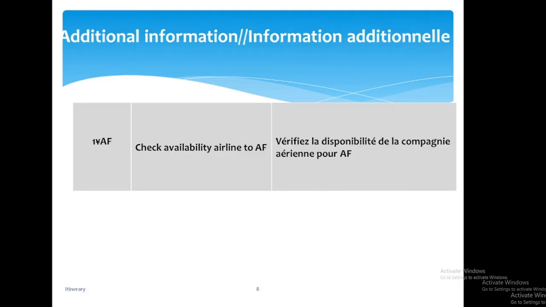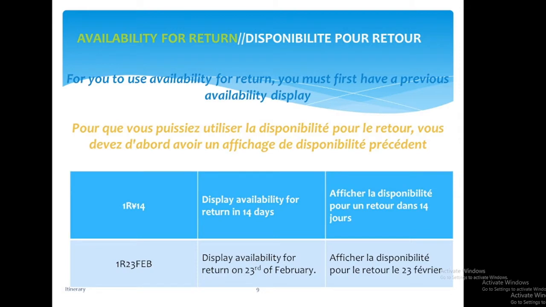Now if you have done your availability on Ethiopian and you want to check for Air France, KQ, and so on, just put 1 Cross of Lorraine and the airline code. It will change from the current airline to the new one you are adding now.